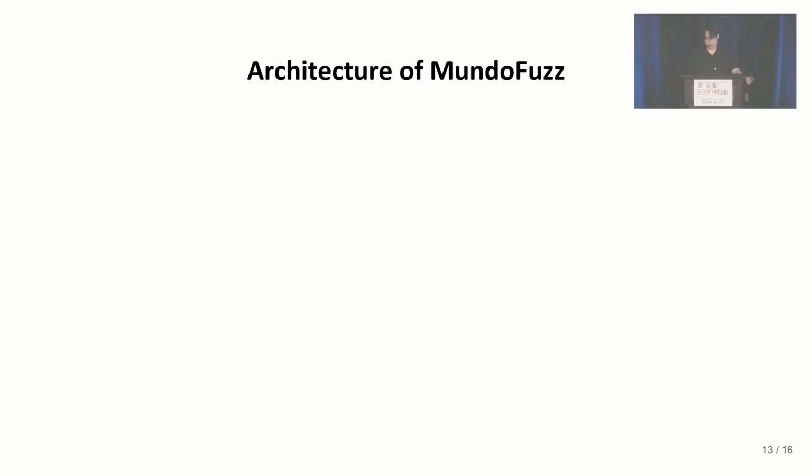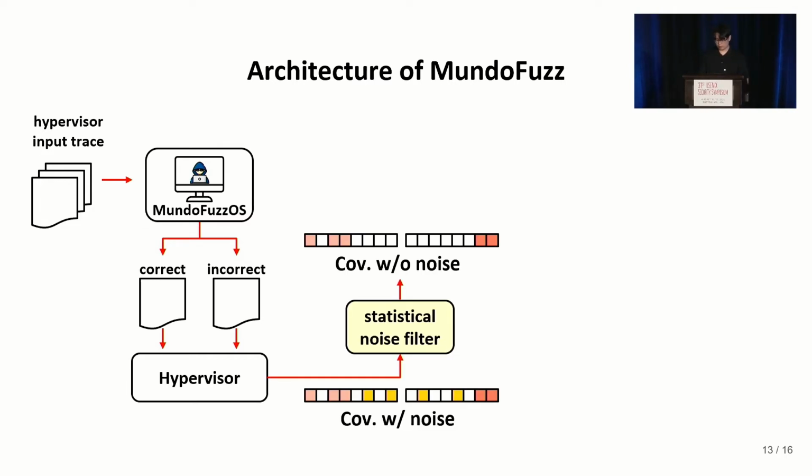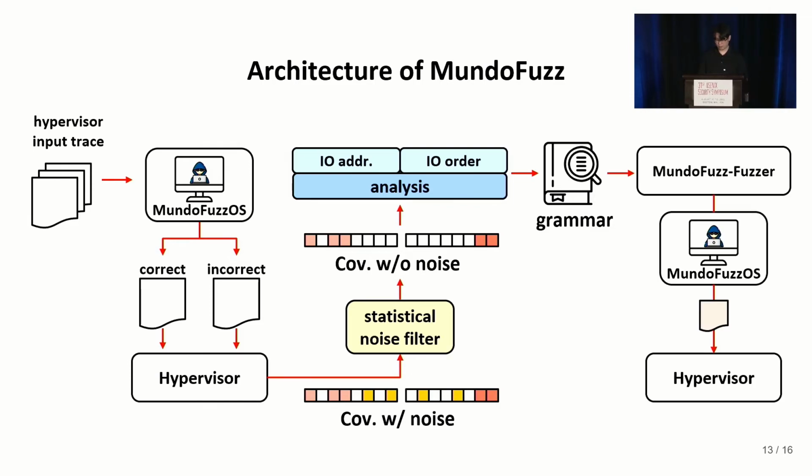MundoFuzz has the following overall architecture. First, we collect a hypervisor input trace issued by various real-world applications and manipulate the input considering two hidden semantics. Second, we remove noise coverage and obtain clean target coverage through the statistical noise filter. And using the coverage, we analyze the two characteristics of input semantics and create the grammar. Finally, MundoFuzz finds the hypervisor bugs using the grammar.